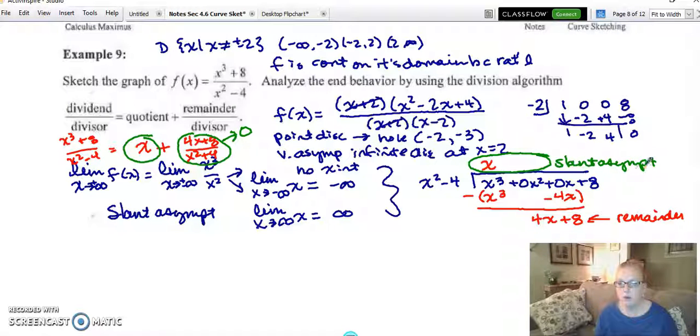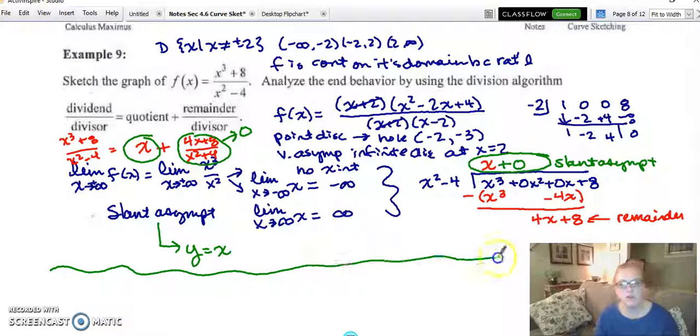And don't always think it's going to be just x. It could have been x plus some constant right here, but we ended up with a constant of plus 0 because the degree here was smaller. If that had been 4x squared, it would have been x plus 4 as the slant asymptote. But for this one, it just happened to be y equal to x. So y equals x is going to be our slant asymptote.